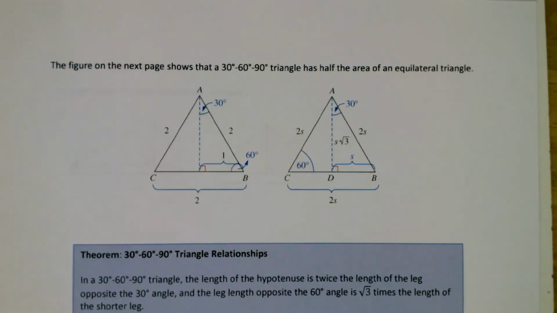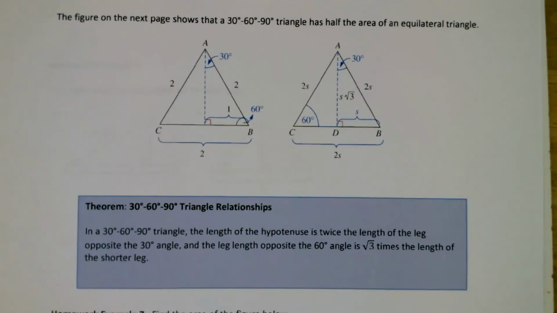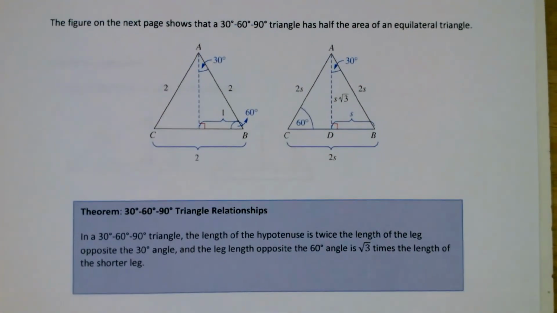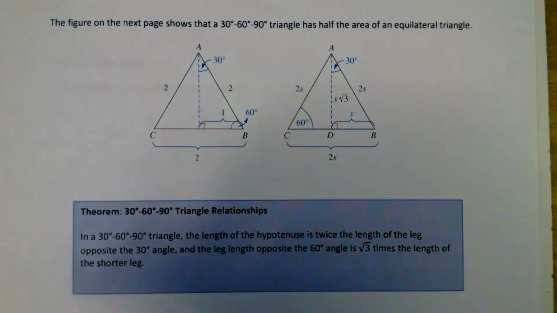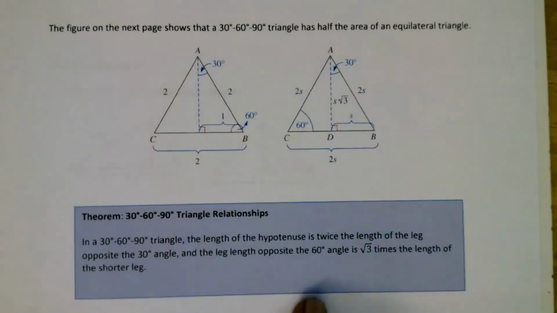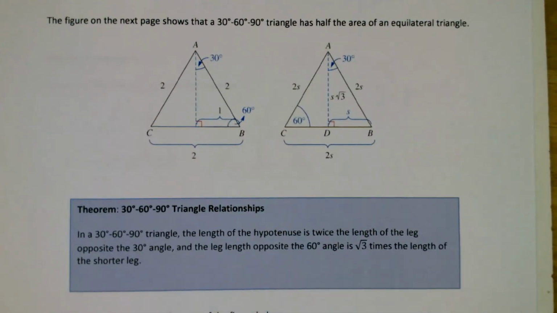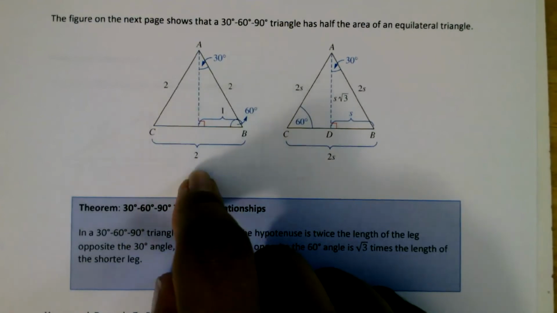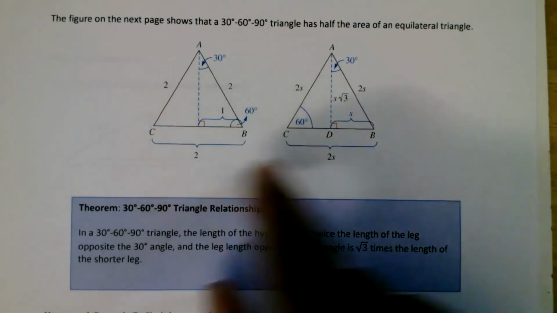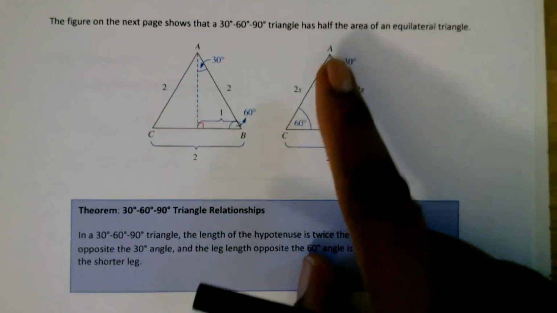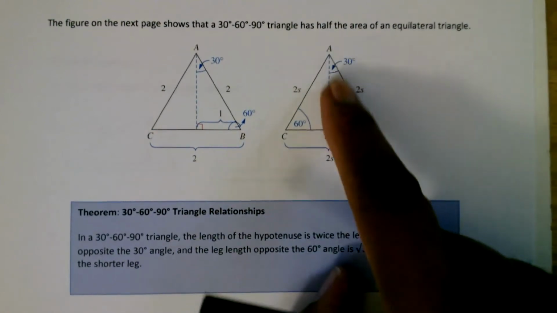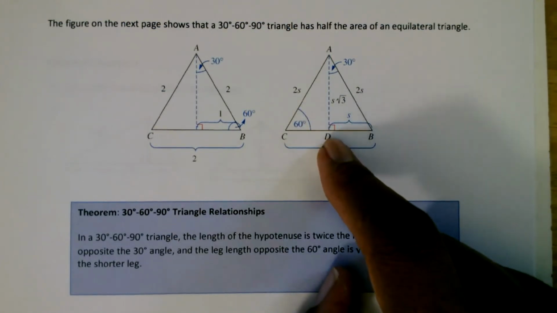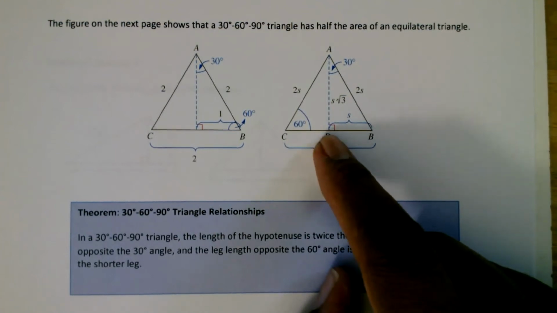Now, the next relationship is the 30, 60, 90 triangle. Okay. So the figure here shows that a 30-degree, 60-degree, 90-degree triangle has half the area of an equilateral triangle. So here's an equilateral triangle where all the lengths of each side are equal. But here, if you draw an altitude, which is going to be perpendicular to the opposite side, that means here, this will be your midpoint.